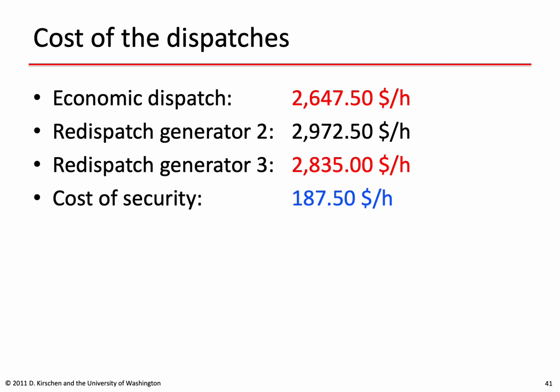Note that in this case, the cost of security is the difference between the cost of the dispatch that does not overload line 1 and the cost of the economic dispatch, and in this case it's $187.5 per hour.